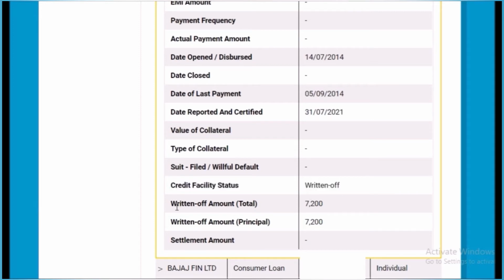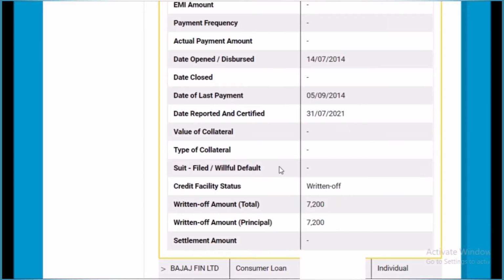Written off amount total. What's the total written off amount? This includes the interest and extra charges. Written off amount principal. This shows the principal written off amount. This excludes the interest and the extra charges. Settlement amount. This is when you pay the lender by waiving off a certain percentage of your current outstanding, that was the settlement amount. Now this is with the account details.